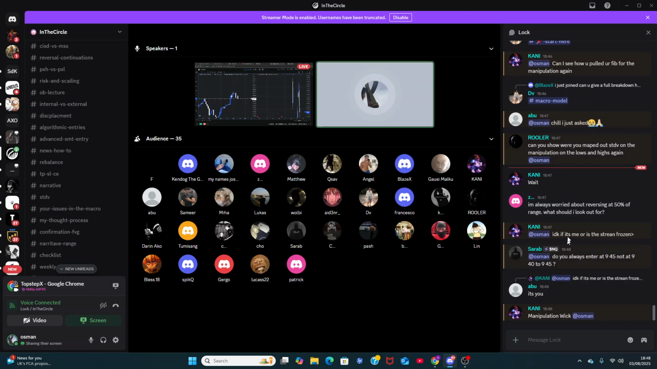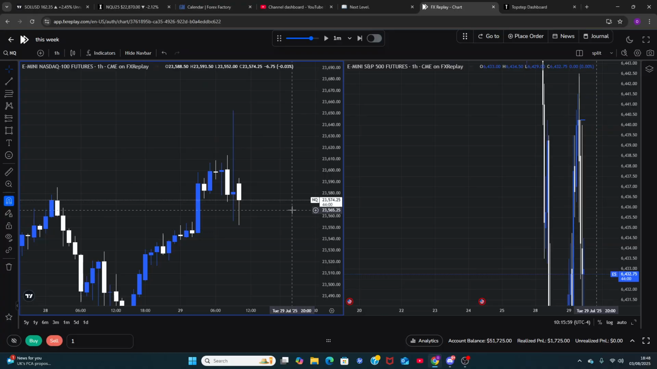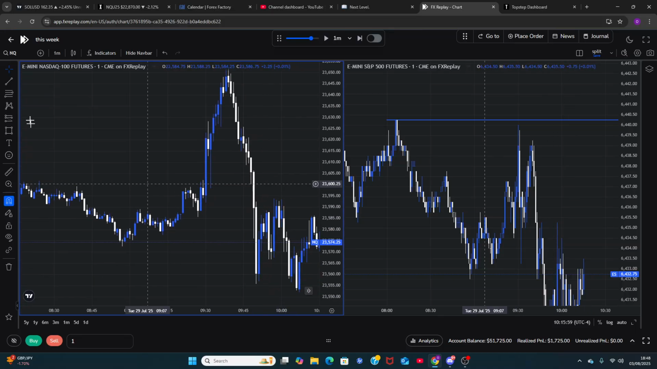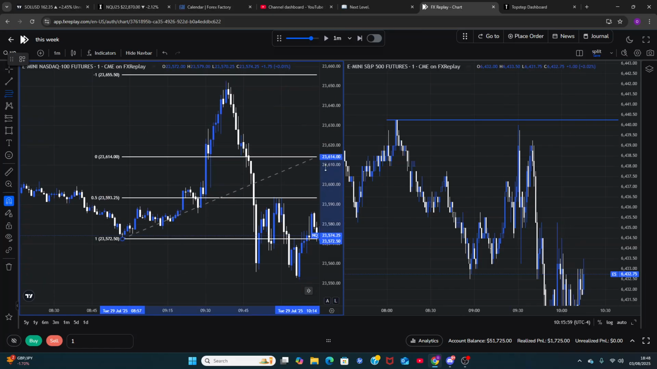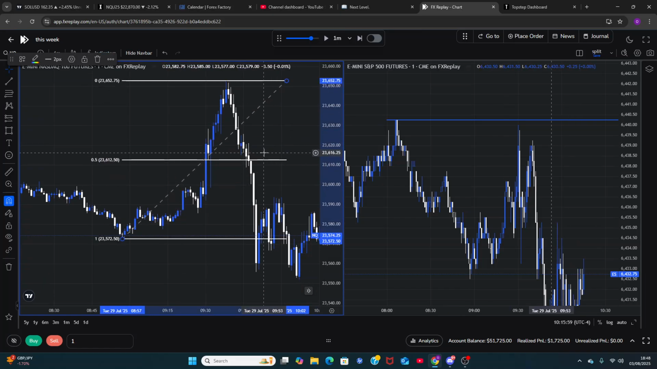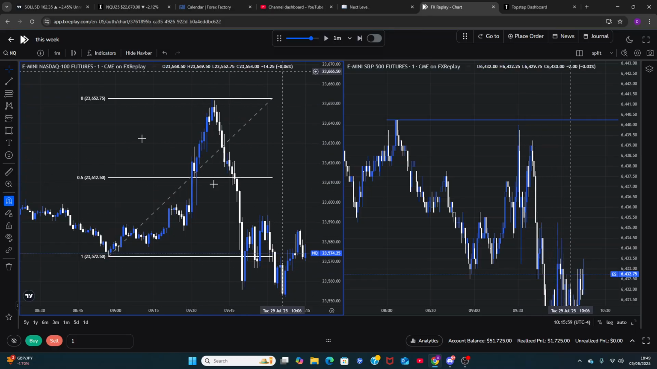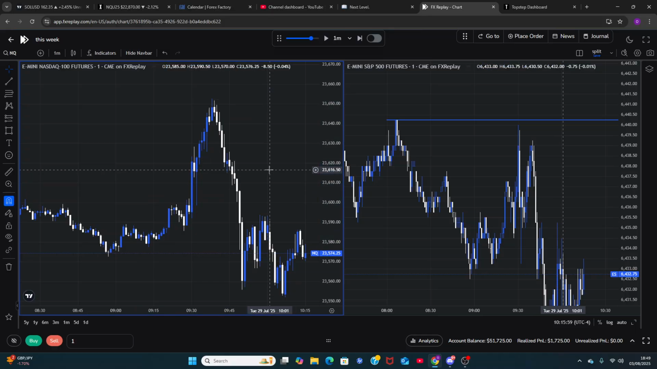Can you show how you mapped out standard deviation manipulation on lows and highs? Yeah, yeah. I'm always worried about reversing at 50% of range. What should I look out for? Why would you? I understand. Okay, cool. 50% of ranges, don't use it, because someone doesn't teach that. He doesn't use it. Don't teach. Don't do it. Just don't get scared, bro. Why would you want to enter a discount for shorts? You want to enter a premium. So just enter there expecting this to get ran through. Don't get scared of 50% of ranges.